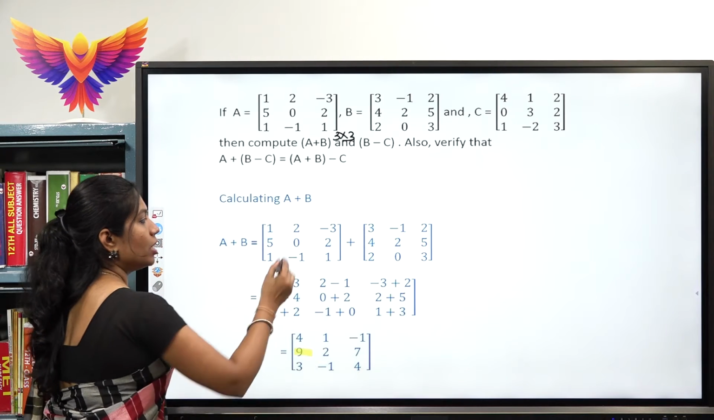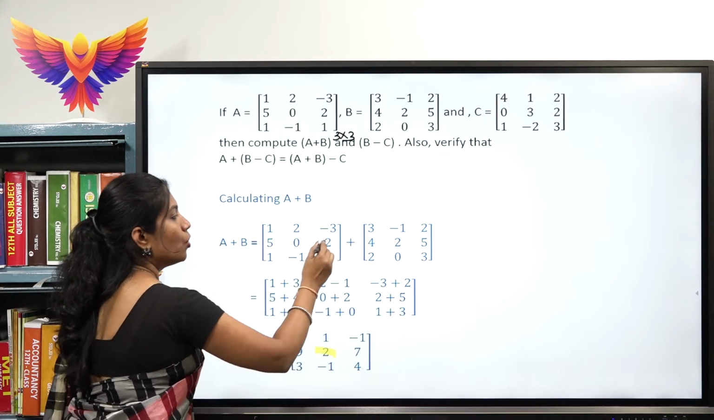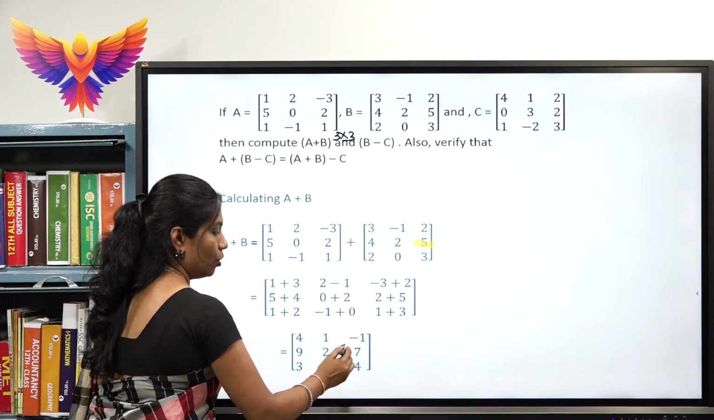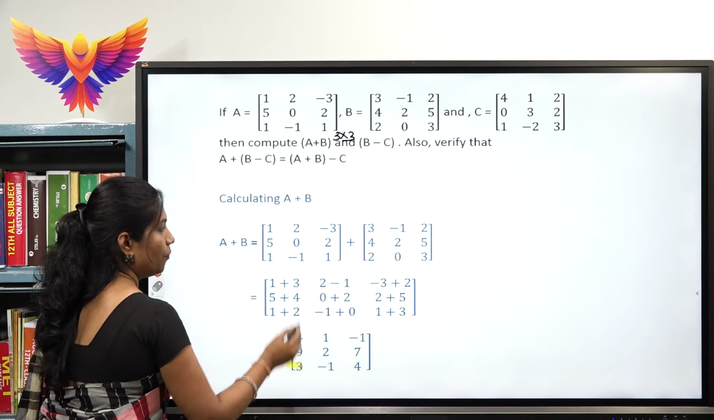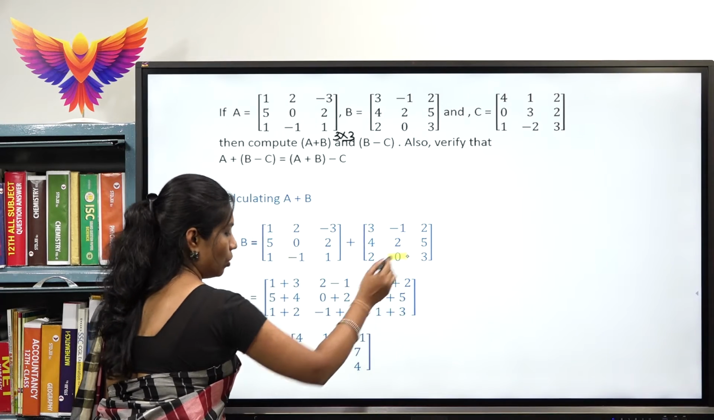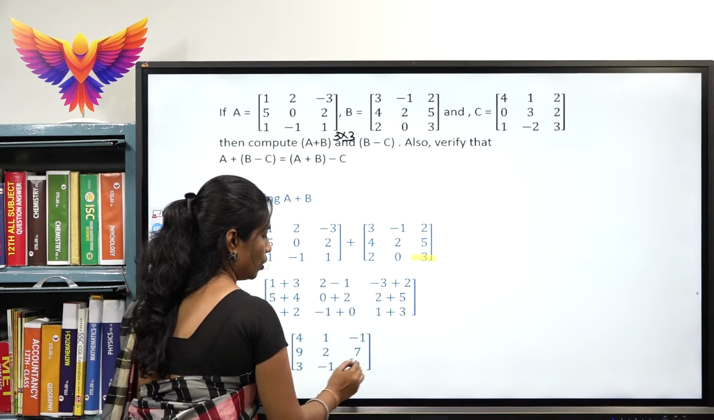The same way 0 plus 2 which is equal to 2 again, 2 plus 5 which is equal to 7, then 1 plus 2 which is 3, minus 1 plus 0, I will be getting it as minus 1, 1 plus 3 which is equal to 4.